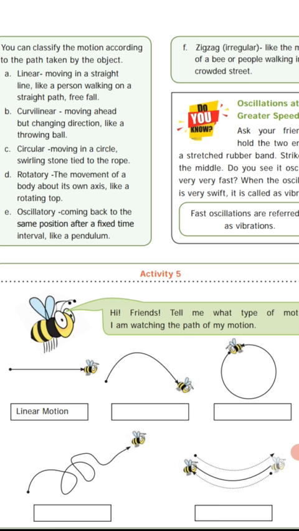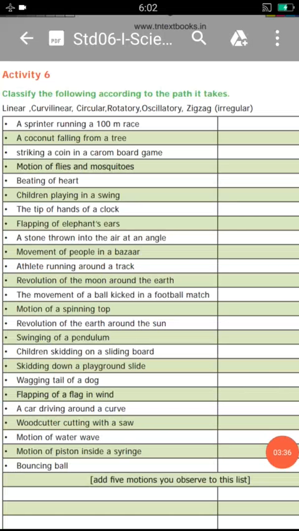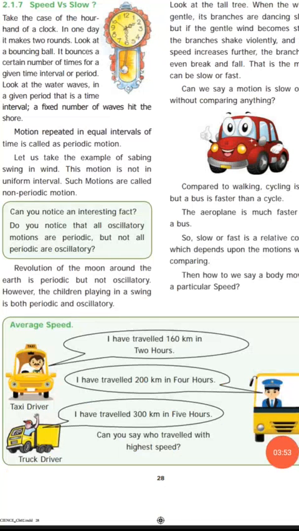Oscillatory motion is coming back to the same position after a fixed time interval. That is an example for a pendulum. Next one, zigzag or irregular movement. The motion of a bee is an example for this one. Here is Activity 6: different types of motions and examples are given in the table column. You have to classify the following according to the path. You have to do it yourself.